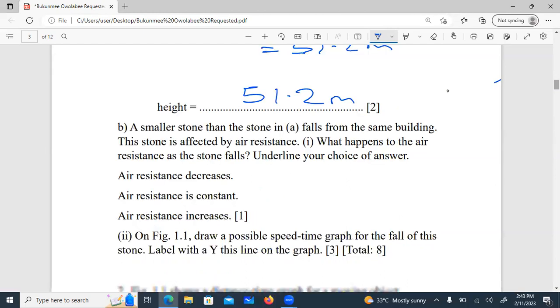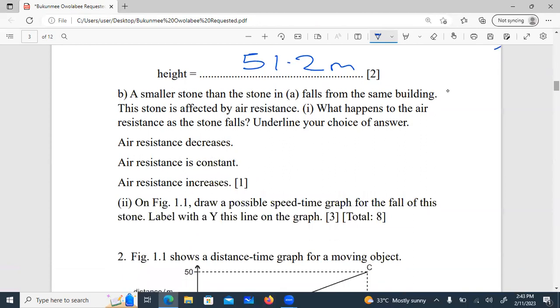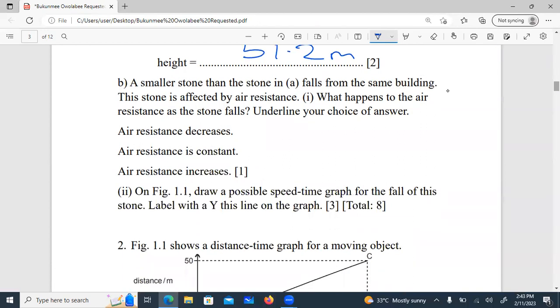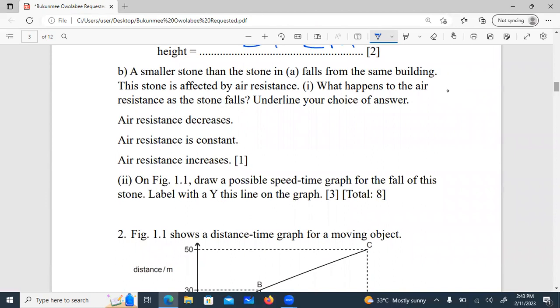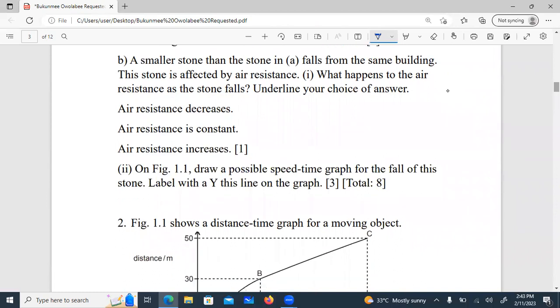The next question says, a smaller stone than the stone in A falls from the same building. The stone is affected by air resistance. What happens to the air resistance as the stone falls? Underline your choice of answer. What happens to air resistance as the stone falls?